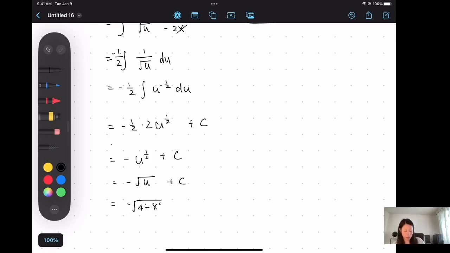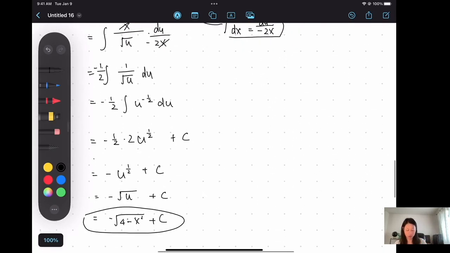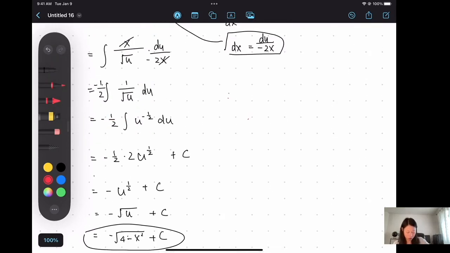Okay, so here's the result. If you're not sure that you got this right, one way to check is to take the derivative of your answer. If you get back to where we began, that means you did the right things. So now let's take the derivative of this one. Well, I want to take the derivative of negative square root of 4 minus x squared. So the negative, I can just take it outside. We don't need to worry about that. Now we need to use the chain rule.